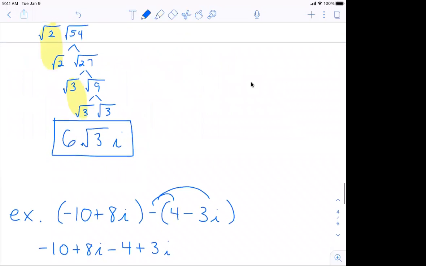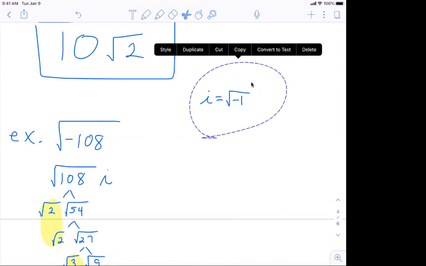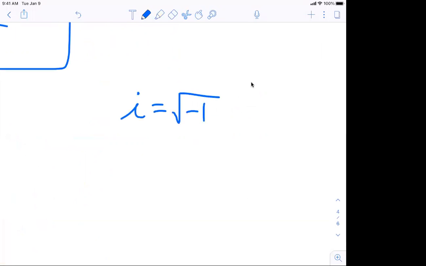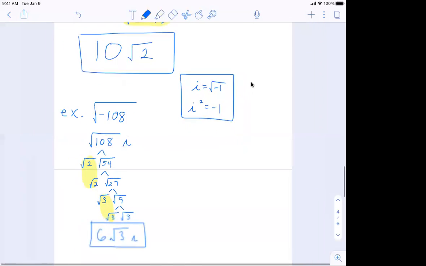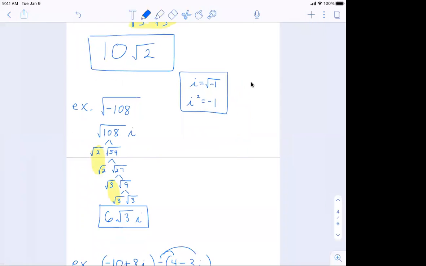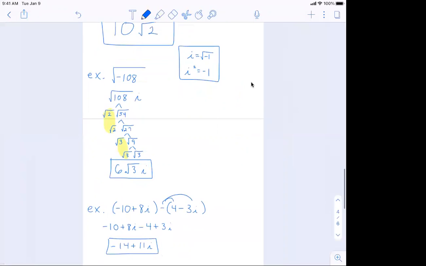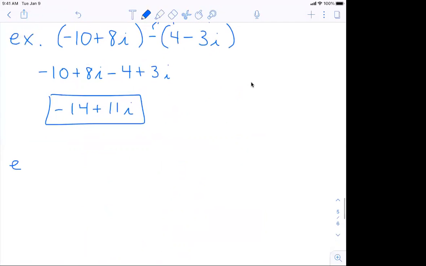All right. One other piece I should have added up here. In fact, I'm going to grab this thing and well, I'll leave it there. I need to add a bit of information to that where I had i equals the square root of negative 1. Because if I square both sides, i squared equals negative 1. That fact that i squared equals negative 1 is going to help us when we are multiplying these. So I'll do one of those examples next.